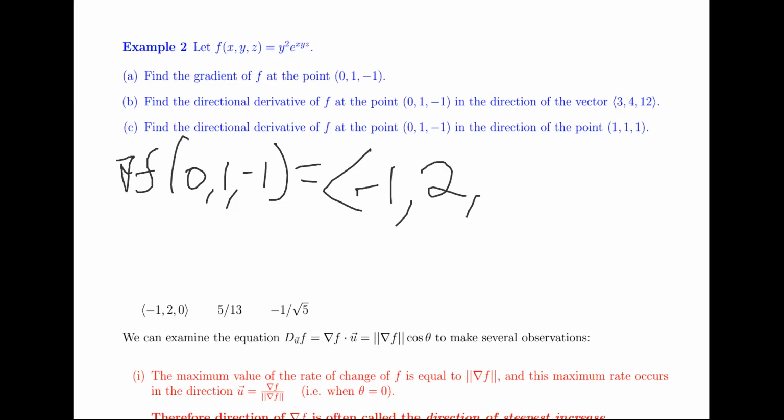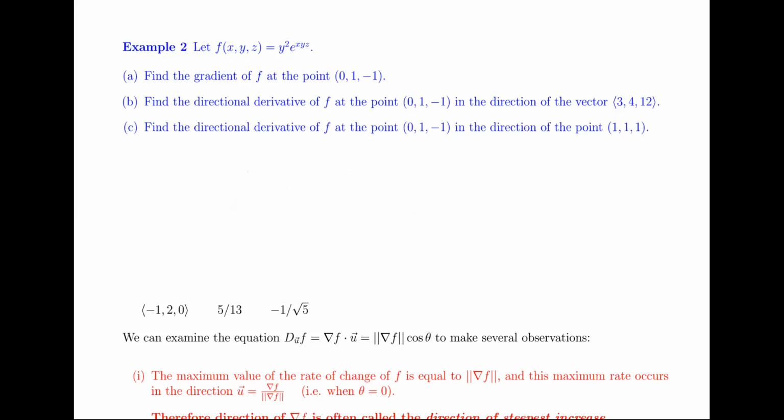And then we plug 0, 1, and negative 1 into f sub z, the partial derivative of f with respect to z. We end up multiplying by x at some point. So since x is 0, that's just all 0. And that's part A.